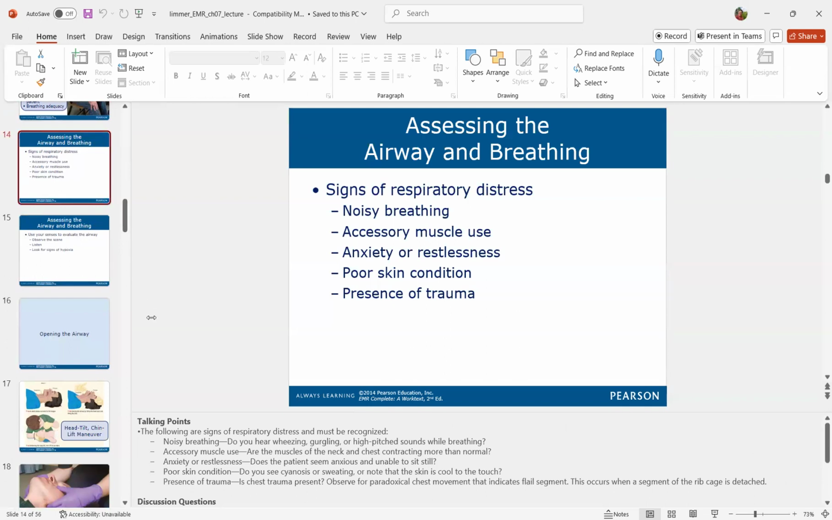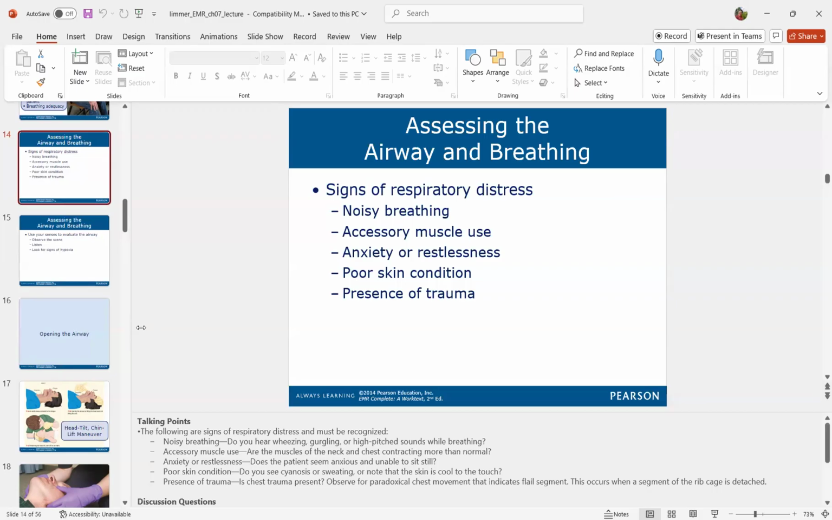So some signs of respiratory distress in people: we have noisy breathing. If we're hearing any wheezing, which would usually be like asthma, gurgling, which is usually fluid in the mouth or liquid like vomit or blood, or high-pitched sounds while breathing, which usually means they're choking on something in the upper airway. Accessory muscle use, this is muscles of the neck and the chest contracting more than normal. So if you see that they're using their neck muscles or they're straining between their rib cages when they're breathing, that's accessory muscle use. Anxiety or restlessness: is the patient anxious?